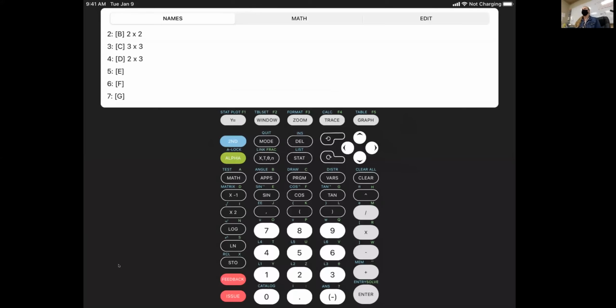Now your question is probably, how do we do that? You know how you went all the way over to edit to change all the numbers? You're going to stay on the first page, which should say names, and you're just going to click on it. So I'm going to click on A, and it should spit me back to the main page. So you should just see A on the main page.